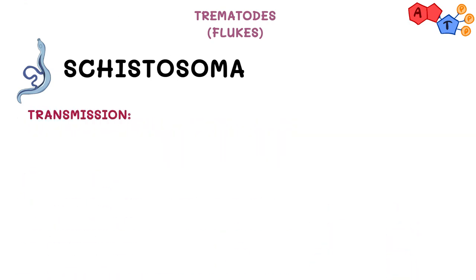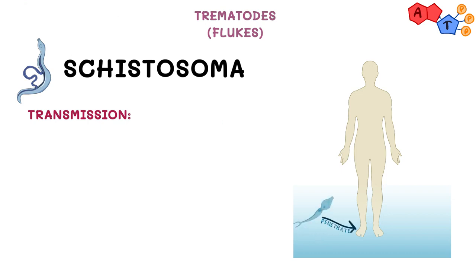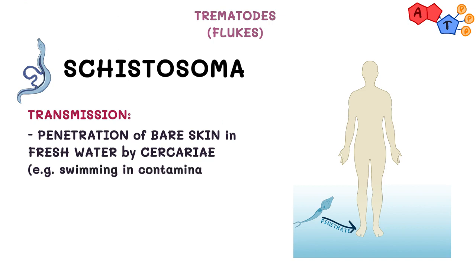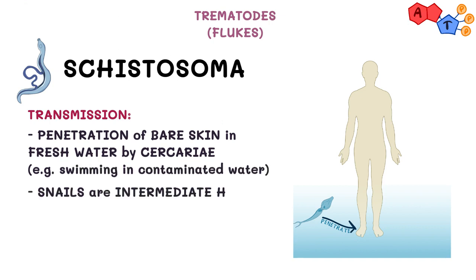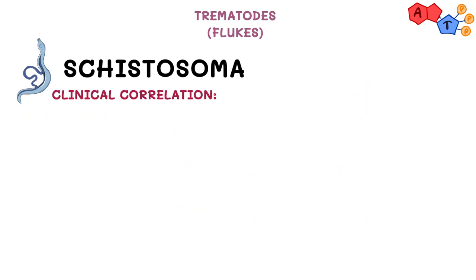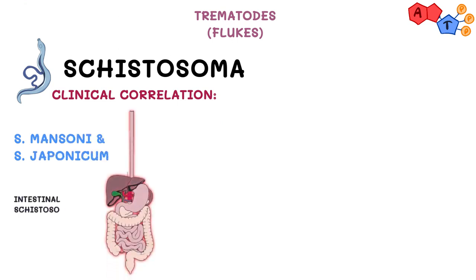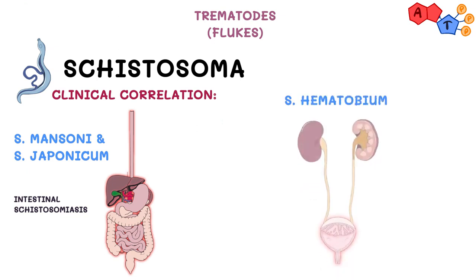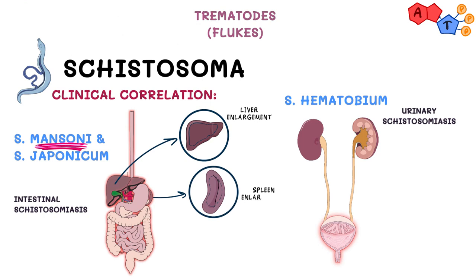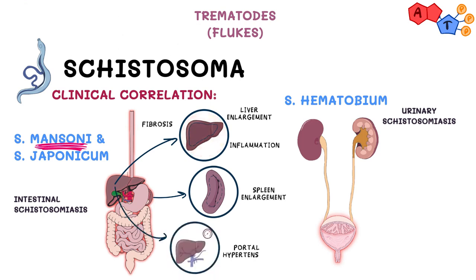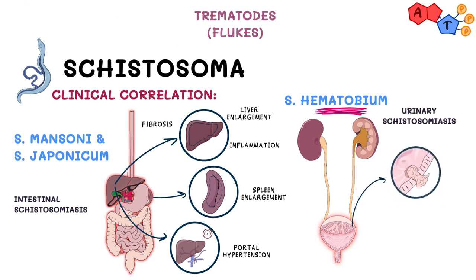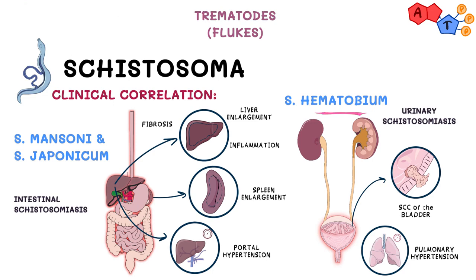For Schistosoma transmission, it's transmitted when the cercaria penetrate bare skin in fresh water, for example, when swimming in contaminated water. Also, it's worth mentioning that the intermediate host for Schistosoma are snails. Now, for the clinical significance, just try to remember this. Schistosoma mansoni and japonicum affect the GI tract, causing intestinal schistosomiasis, while Schistosoma hematobium affects the urogenital tract, leading to urinary schistosomiasis. Schistosoma mansoni can also cause liver and spleen enlargement, fibrosis, inflammation, and portal hypertension, so they're all related to the GI tract. On the other hand, Schistosoma hematobium can cause squamous cell carcinoma of the bladder. In addition, it can cause pulmonary hypertension compared to portal hypertension in mansoni.